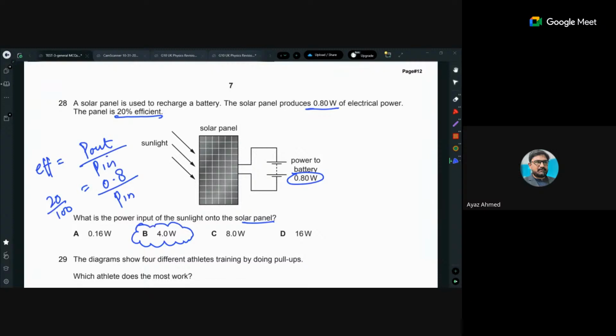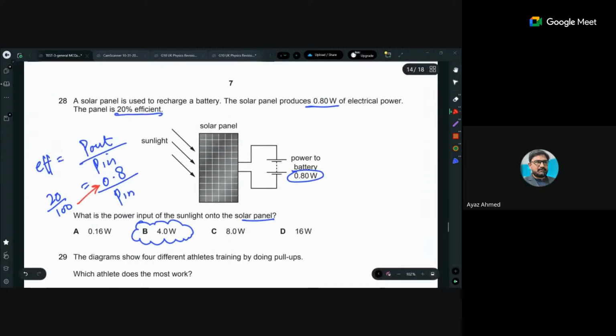Calculator, please. Wait, sir. Let me. Or look, multiply 100 by 0.8, how much will it be? It would be 80. 80 divided by 20, so it would be 4 watt. Clear? Okay, sir. It is simple, no worries at all in this question. P in is to be subjected here. Okay, it's an efficiency question.